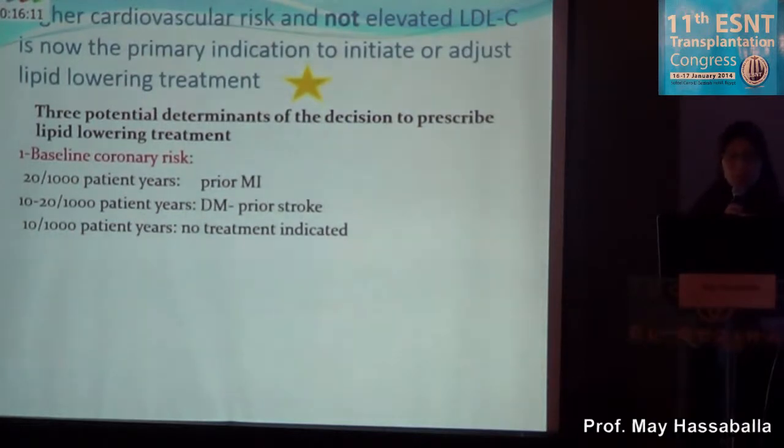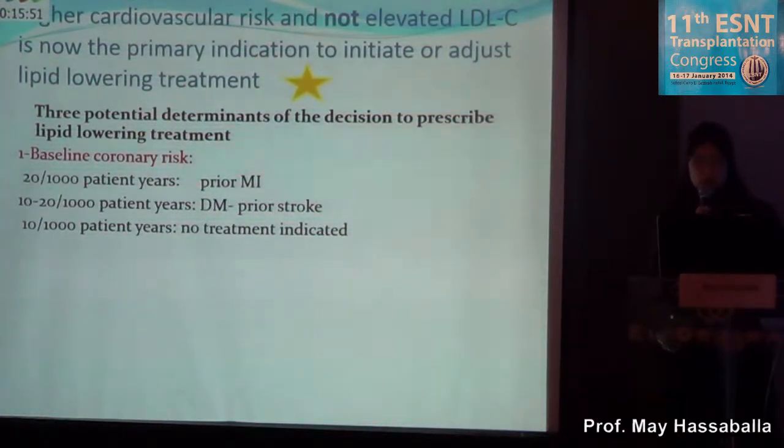And there are 3 potential determinants for the decision to prescribe lipid-lowering treatment. The first is the baseline coronary risk, which is the 10-year incidence of coronary death or non-fatal myocardial infarction. It is estimated to be 20 per 1,000 patient years in those with prior myocardial infarction. This, of course, necessitates treatment. And it is around 10 to 20 per 1,000 patient years in patients with diabetes and prior stroke, and this again requires treatment, but when it's below 10 per 1,000 patient years, no treatment is indicated.